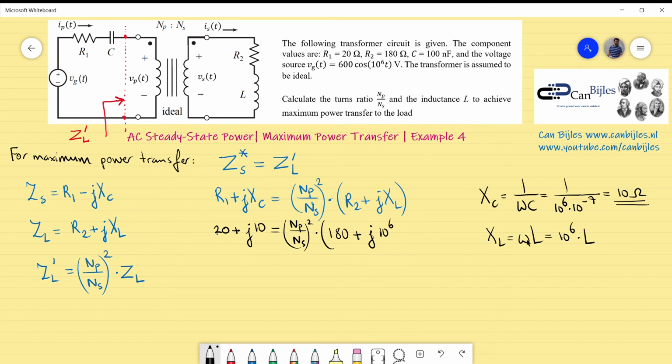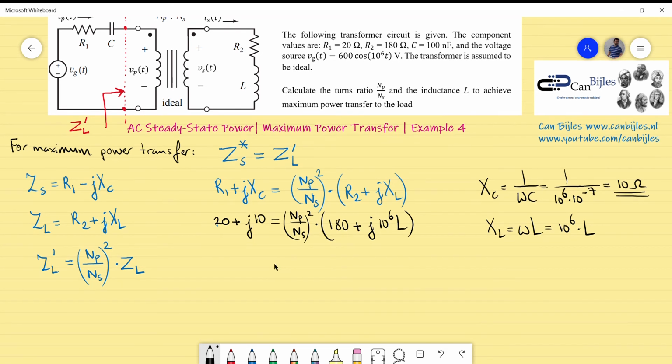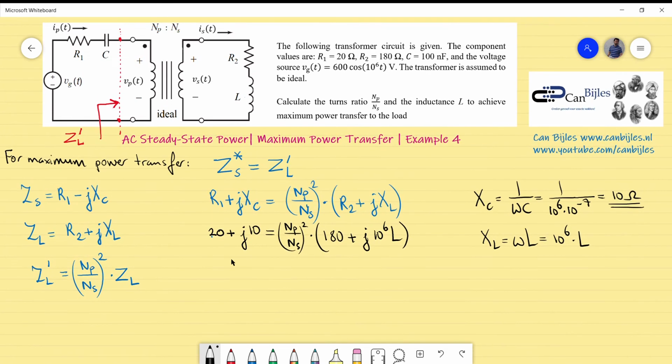So take 10 to the power 6 times L. What you can see is two unknowns, actually, and two sides, left and right. You have actually the real part and an imaginary part. So what we do is very simple. You equate the real part of the left side to the real part of the right side, and you equate the imaginary part of the left side to the imaginary part of the right side. So I will do that.